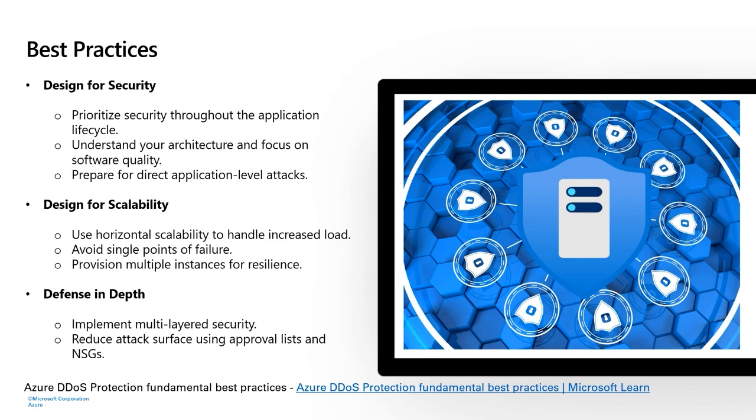Also have designing for scalability. So design your applications to handle increased load. Also try to avoid single points of failure, as this, of course, we know will basically take your resources offline, and then also provision multiple instances to make your system more resilient and scalable. We also have designing defense in depth, and this is all about implementing a multi-layered approach to security, and this is to try to reduce the chance of successful attacks.